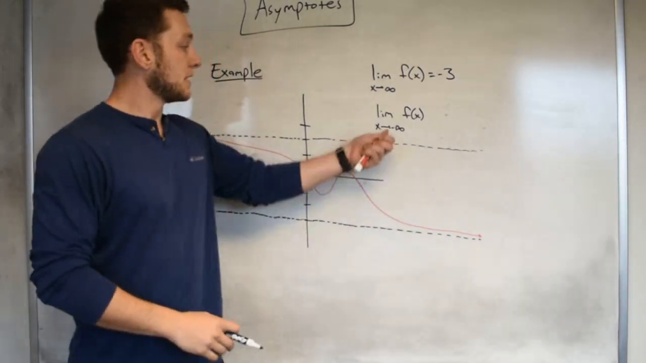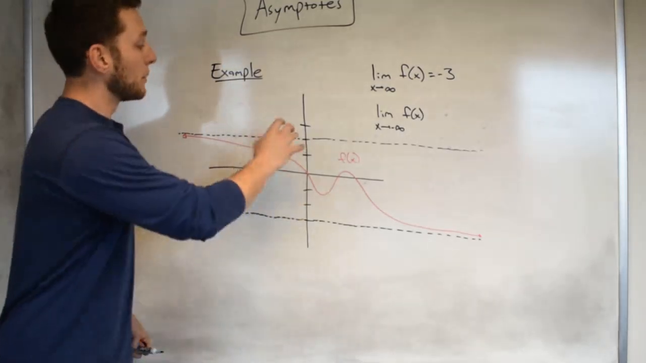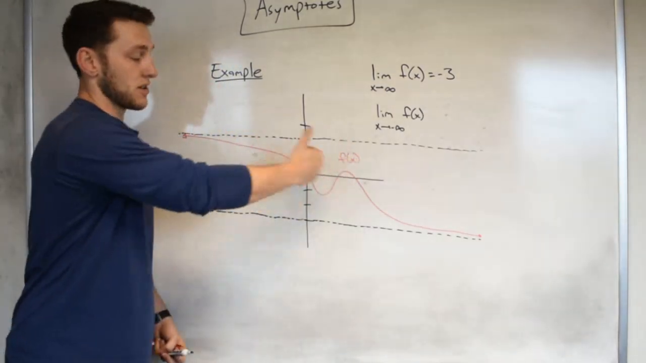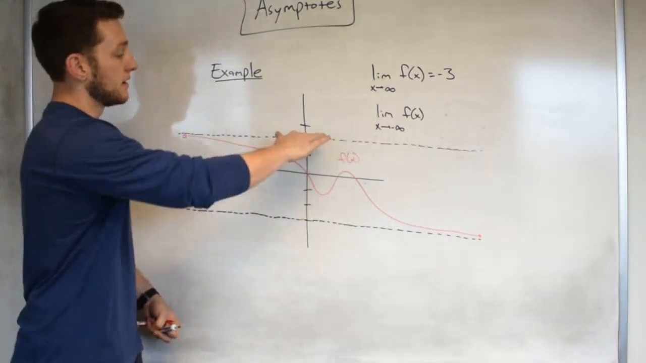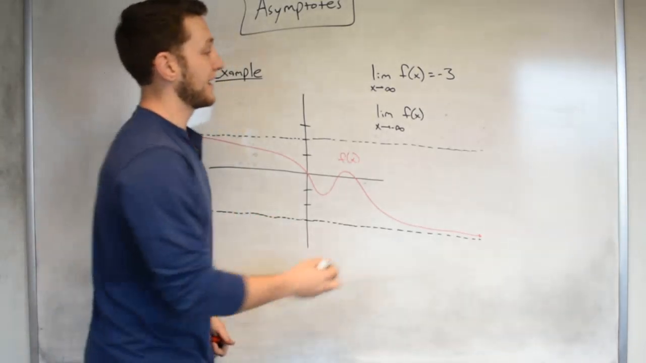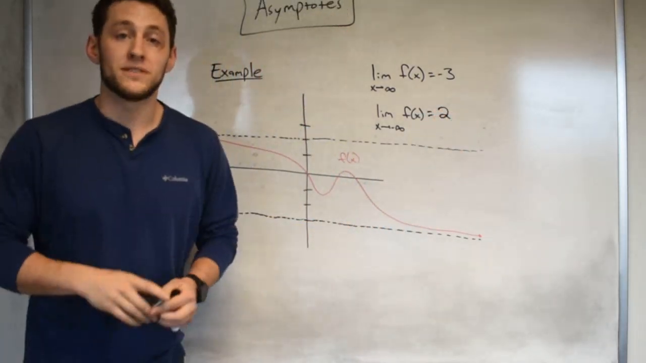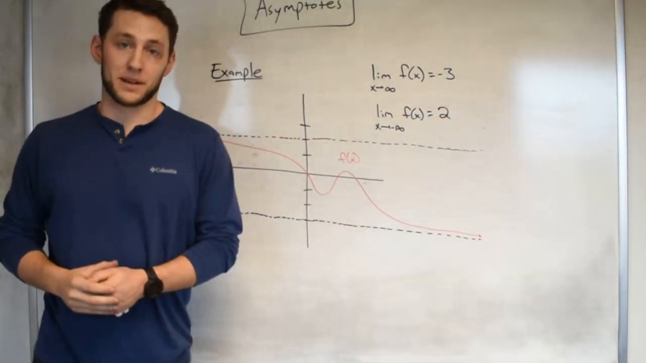Similarly, to evaluate the limit as x approaches negative infinity of f of x, we just figure out what y value we settle on as x goes towards negative infinity. It looks like it settles on the dotted line of y equals 2, so in fact the limit is equal to 2. That's our intuitive definition for how to evaluate these limits.